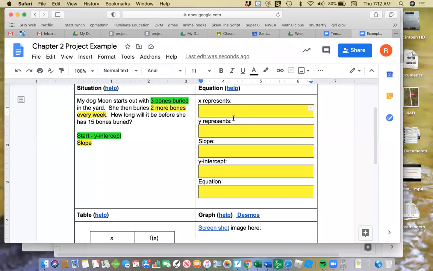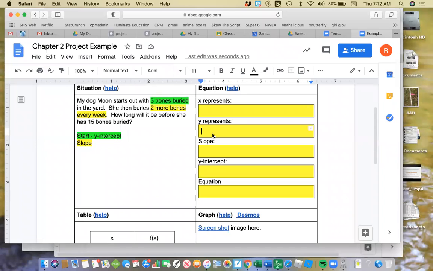Okay, so we're going to start with the equation. When I start with my equation, I'm first going to identify my variables. So I want to identify what I've got going on in this problem. And really the story is about my dog Moon and her bones she's burying in the yard. And really Y is the variable that I'm telling the story about.